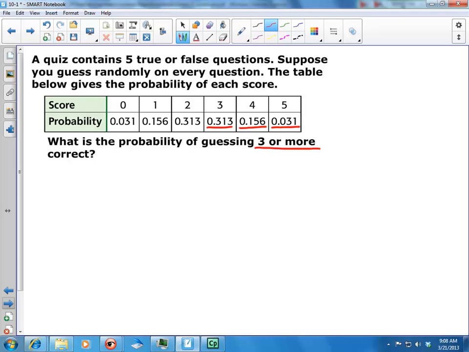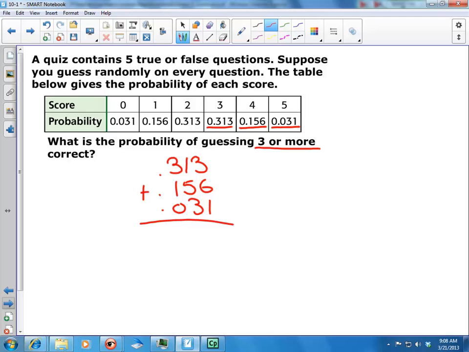So the probability of getting 3 or more correct, we have to add up all these numbers, okay? We have to add our decimals up. So we have 0.313 plus 0.156 plus 0.031. Remember, when you're adding up decimals, you have to line your decimals up. Okay? Now once we have that, add them up.